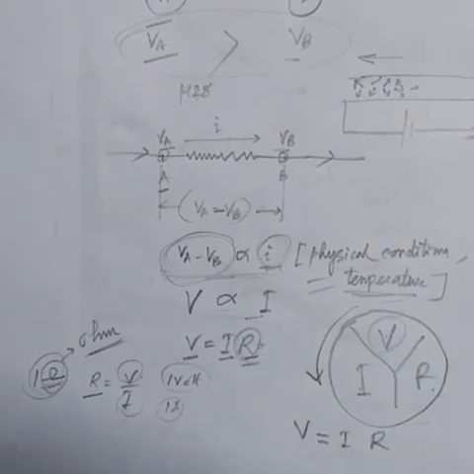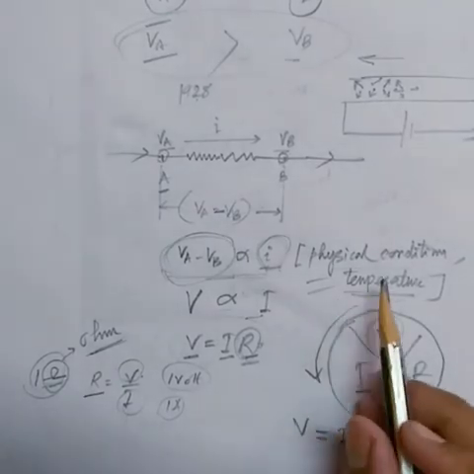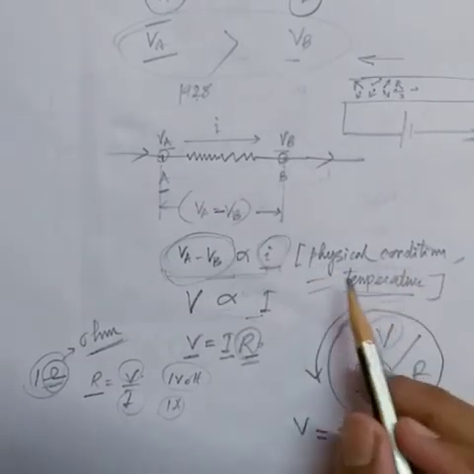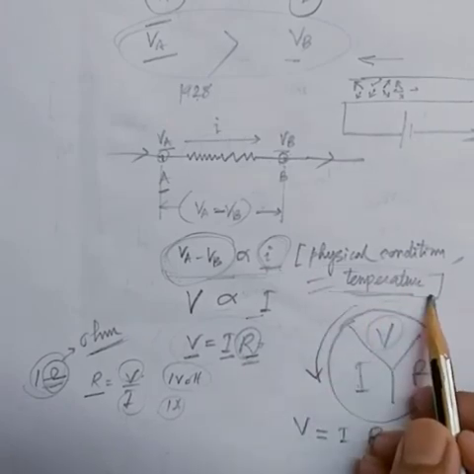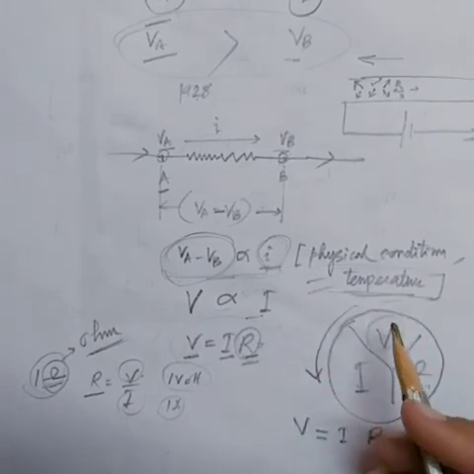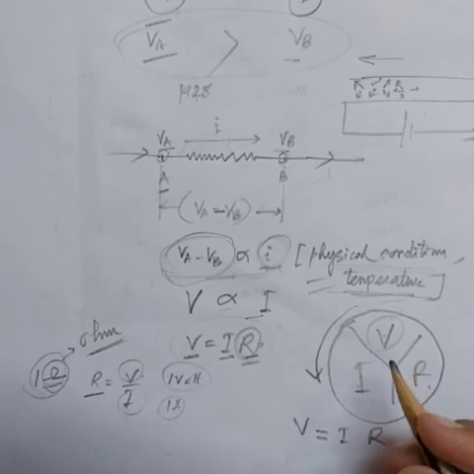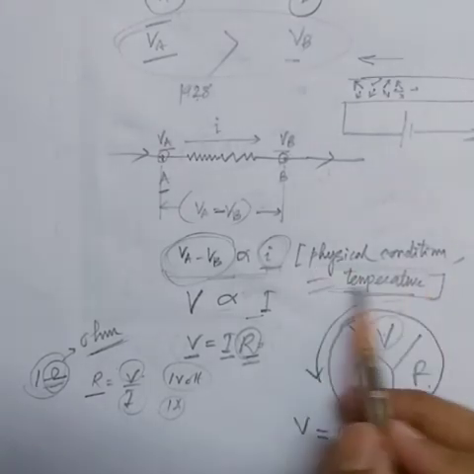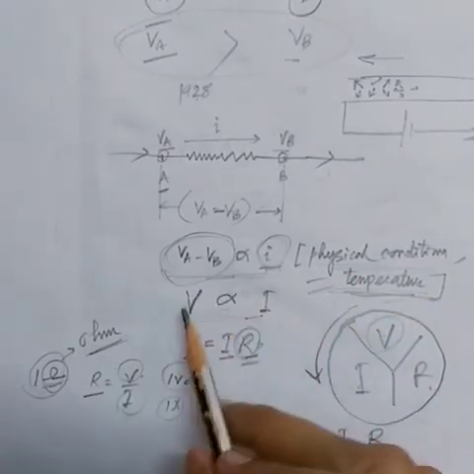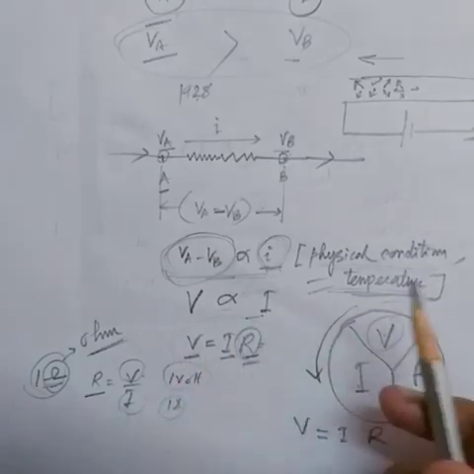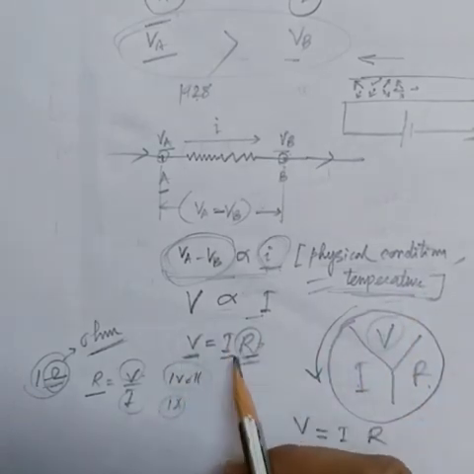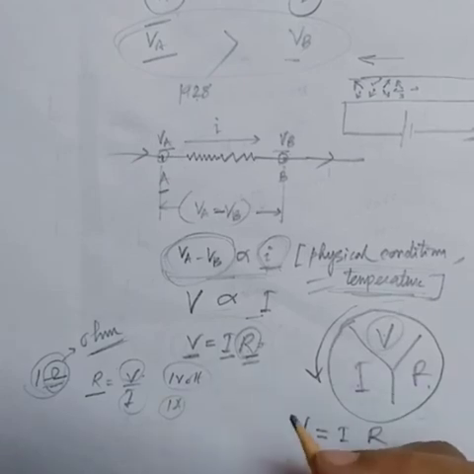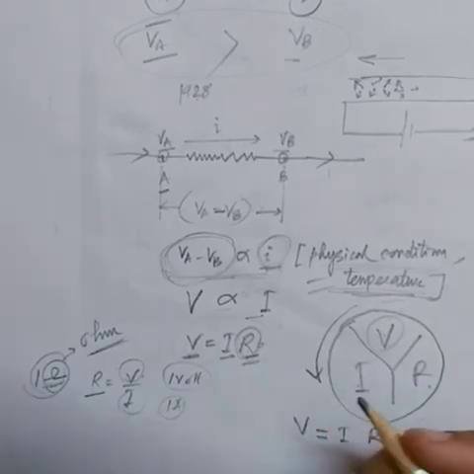So that is all about Ohm's law, but there are some limitations also. Limitations are the physical conditions and temperature. If these things are not remaining constant, then Ohm's law will become invalid. And there are certain other materials also, like some semiconductor materials, which do not follow this V is equal to IR property. In their cases, V is normally non-linearly dependent on I, and they are called non-ohmic resistors, non-ohmic conductors.